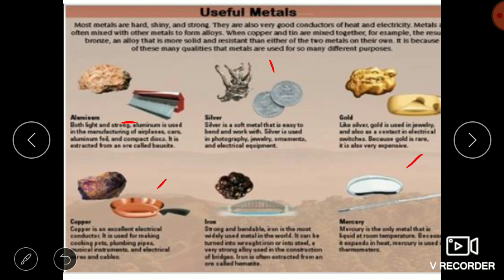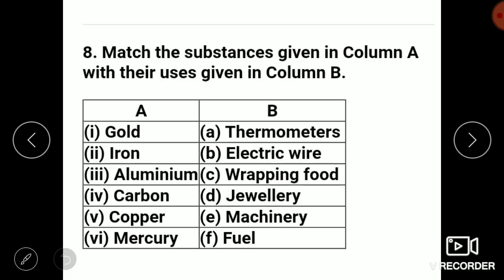Now, hope you understood the topic. It's very easy. Application of metals. We know the physical properties of metal. Due to the diverse physical properties, metals are being used in a variety of ways in our day-to-day life. Now let's see some question answers.